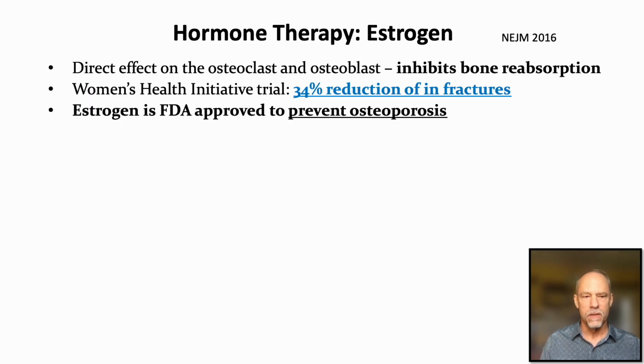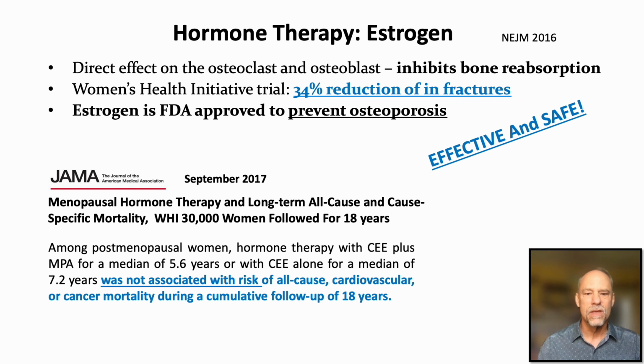Hormone therapy. Estrogen itself lessens the activity of the osteoclast and increases the function of the osteoblast. It inhibits resorption. The Women's Health Initiative, which was the biggest study ever done in medicine, like a $1 billion study, was completed in 2003 but has had subsequent analysis for many years. It has shown a 34% reduction in risk of fracture in women taking the hormonal therapy. And estrogen therapy is approved, as I mentioned before, for the prevention of osteoporosis.